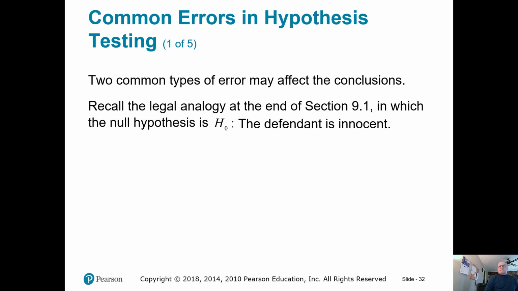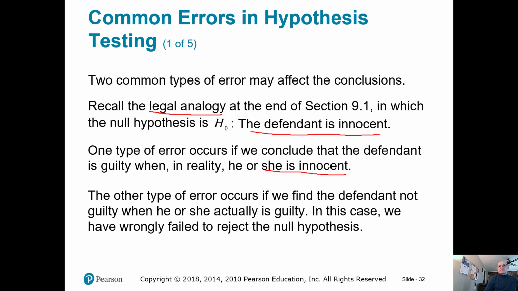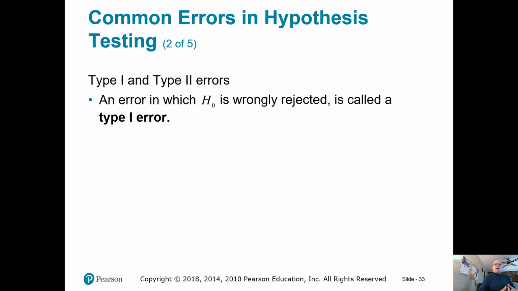Two errors are possible. And we're going to use the legal analogy. You might connect with this one. The null hypothesis is the defendant is innocent. Innocent until proven guilty, right? One error is concluding the defendant is guilty, but they're innocent. Think of this. If you were innocent and you were declared guilty, that's one kind of error. The other kind of error is you're guilty, but you get off as being declared innocent. That's the other kind of error. Those are the same kinds of errors we're talking about here: type 1 and type 2 errors.